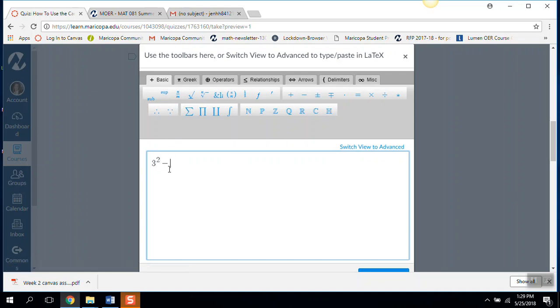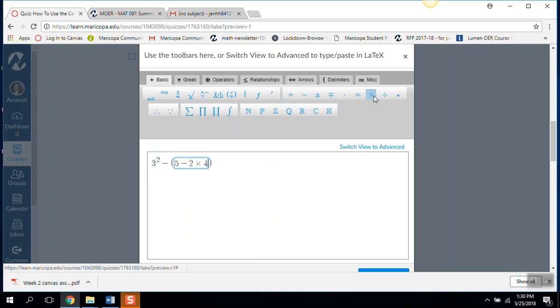Now I need a minus sign, and now I need a parenthesis. On my keyboard, I noticed that the number 9 key also has an open parenthesis. So I'm going to press Shift and the number 9, and that will open the parentheses for me. Now I have to type 5 minus 2 times 4. My operators are over here. Here is the multiplication symbol for the 4.